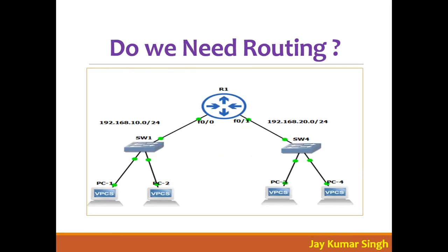Now suppose we are talking about routing, and I told you that we need routing so two different networks can communicate, right? So here I have a scenario, and I have one router here. I have one network 192.168.10.0/24 and another network 192.168.20.0/24. After configuring IP addresses and all those things, can this network communicate to that network without routing? Without routing, no.